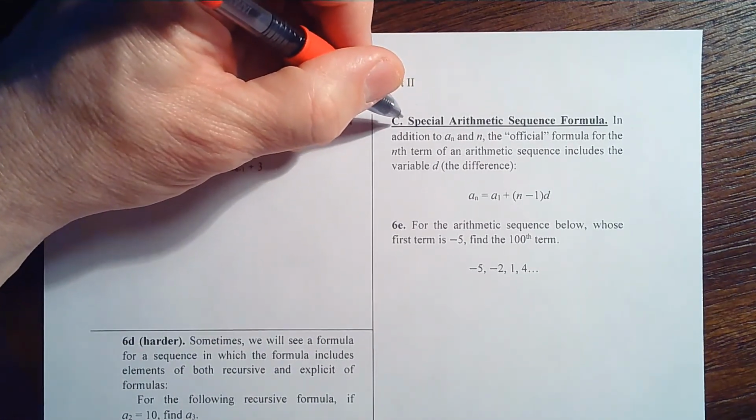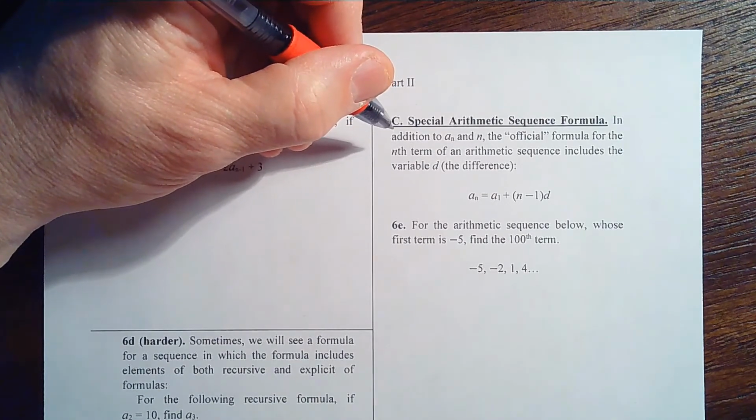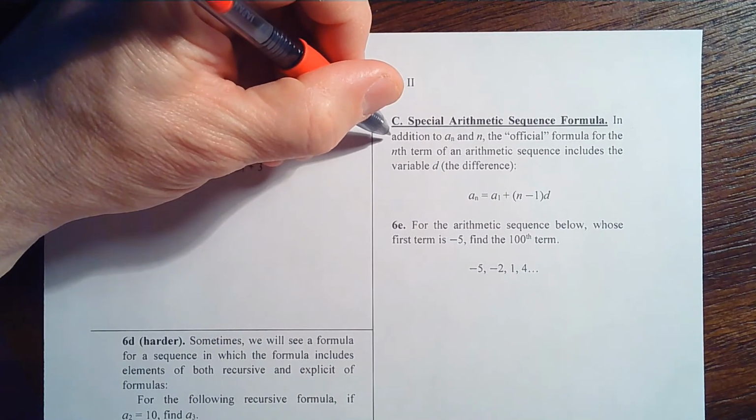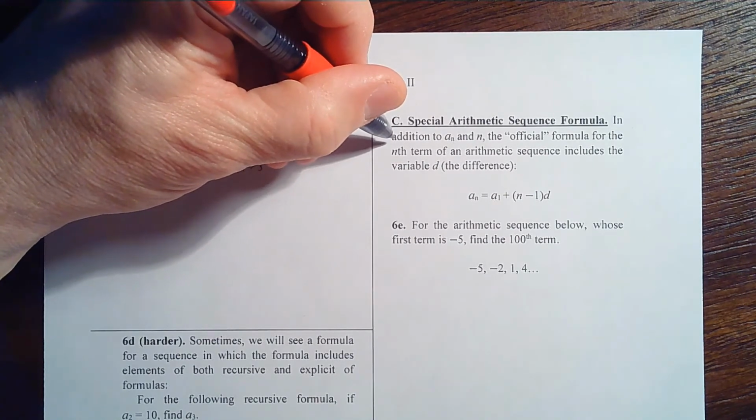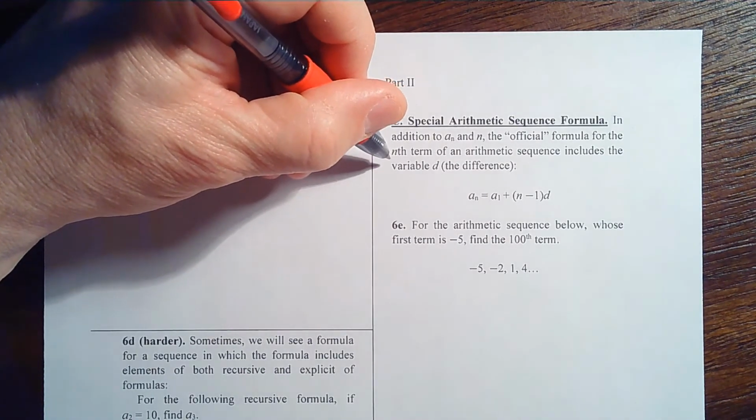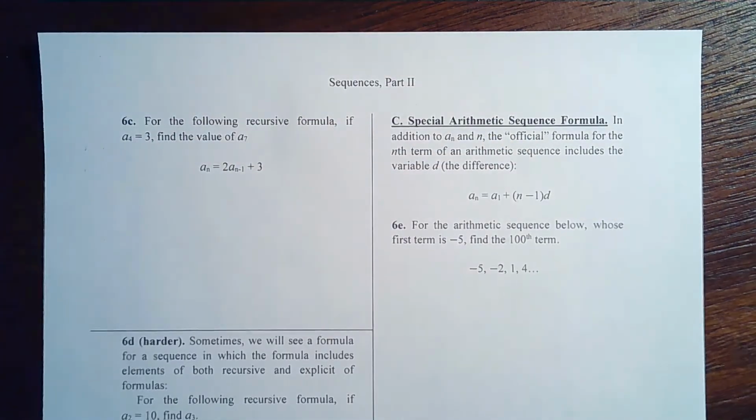Special arithmetic sequence formula. You'll have seen this if you took Algebra 2 and they taught sequences to you. In the formula for finding the nth term of an arithmetic sequence, well, it says here, in addition to a sub n and n, the official formula to find the nth term of an arithmetic sequence includes the variable d, the difference. So in an arithmetic sequence, of course, you know that d represents the amount that you add to each term to get the next term.